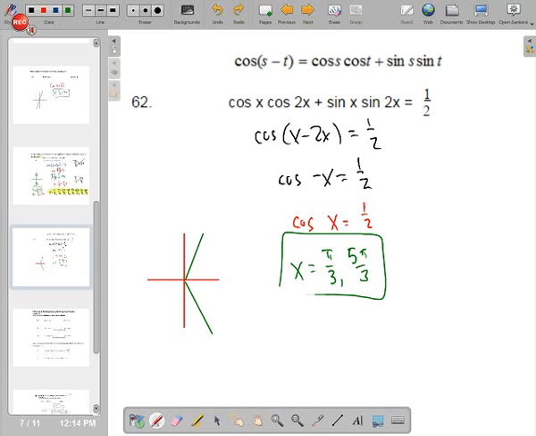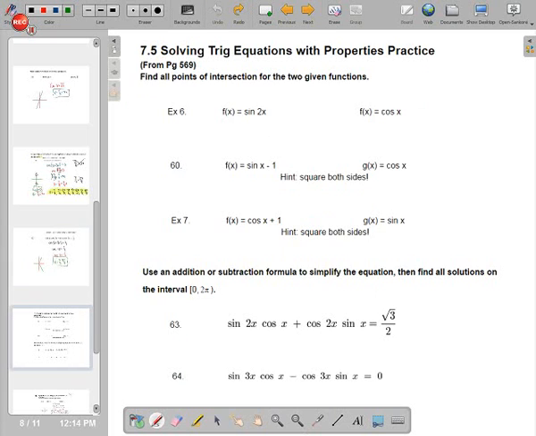Now, go ahead and try these practice problems. However, just cross out 60 and number 7. We're not going to do those square both sides problems. There are extraneous solutions. You can try them if you want. They're interesting problems, but there's a lot more going on. So you need to be able to do example 6, and then number 63, and number 64, and eventually we're going to have a quiz over this. So good luck, and check the answers. They're on Schoology.